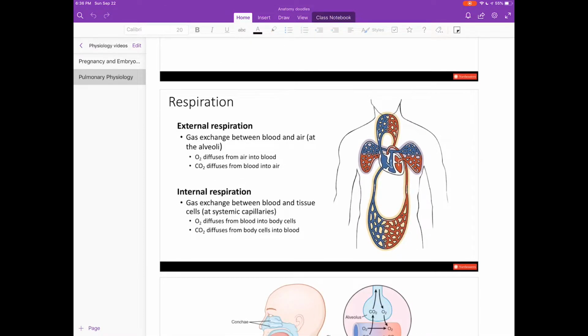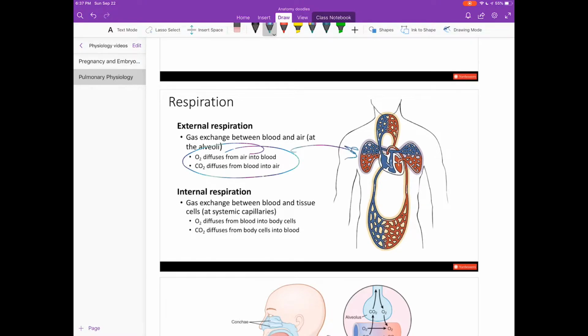This figure just illustrates the fact that there are two respiration mechanisms. One is external, in which we are moving oxygen from the air into the blood and carbon dioxide from the blood into the air. And so this part refers to the heart-lungs part of respiration. In internal respiration, we're going to do the opposite. We're going to diffuse oxygen from the blood into the body cells and carbon dioxide from the body cells into the blood. So that's represented here.